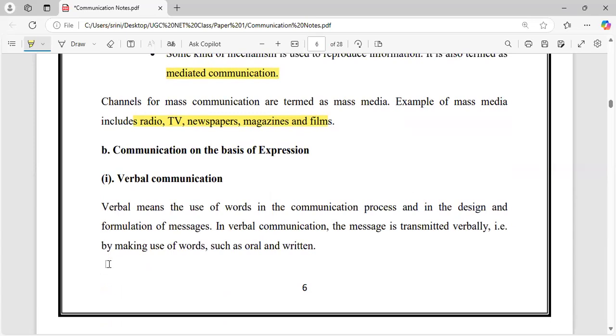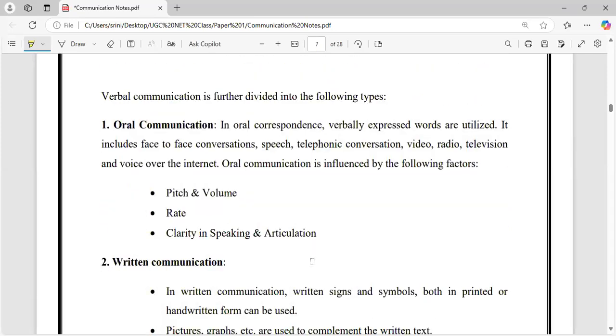First one is verbal communication, communication with words. The language transmitted verbally by making use of words, such as oral and written communication. Verbal communication is further divided into oral communication and written communication. In oral communication, verbally expressed words are utilized.